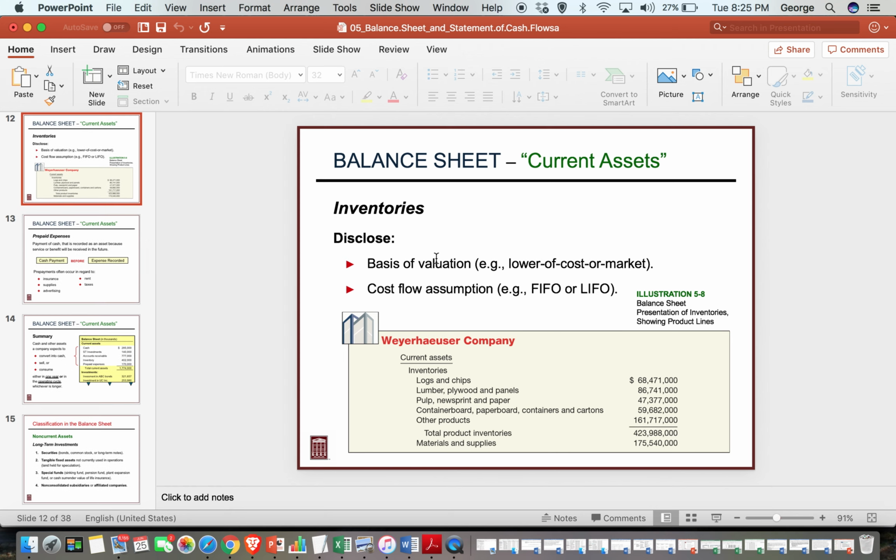Balance sheet, inventory. So basis of valuation, lower of cost or market is normally what we use. When we get to the inventory chapter, there are some specific ways to account for that. And then cost flow assumptions: FIFO, LIFO, weighted average, specific identification, and so forth. So the basis of valuation, what we paid for it, should be shown at lower of cost or market, and how it flows through the company should be shown as FIFO, LIFO, weighted average, etc.